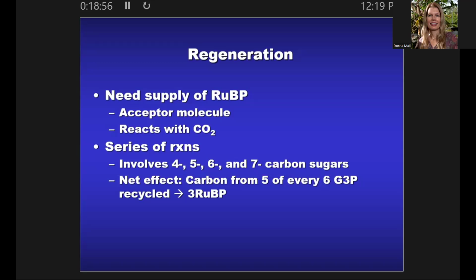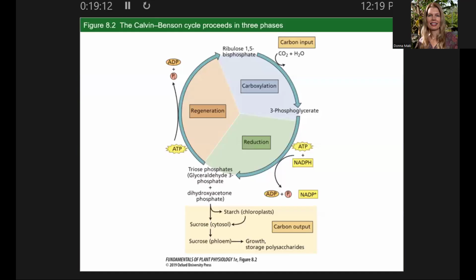So I'm going to talk a little bit more about these 4, 5, 6, and 7 reactions. We're going to take a big picture look at it. We're not going to get into the nitty gritty. But basically what we see happening here is that when you have that G3P, some of it will get exported, a minor amount will get exported out into the cytoplasm. And we'll talk about that later. Most of it gets put back into the cycle to make more RUBP.